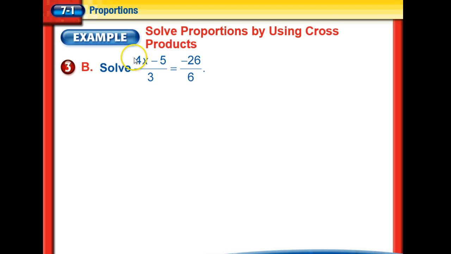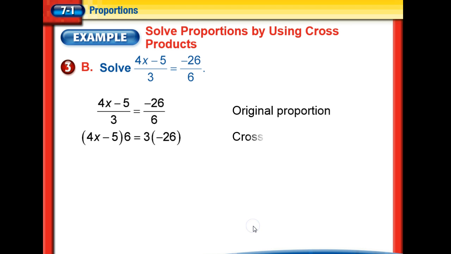Now here's a more complicated problem where they give you an expression in the numerator. So we're going to solve (4x minus 5) over 3 equals negative 26 over 6. So they show us first what's being multiplied: (4x minus 5) times 6, 3 times negative 26. Now even though the 6 comes after this set of parentheses, we still need to use the distributive property. So 6 times 4x is 24x, 6 times negative 5 is negative 30, and then 3 times negative 26 is negative 78. So that's simplified.